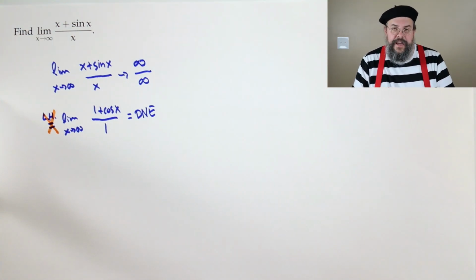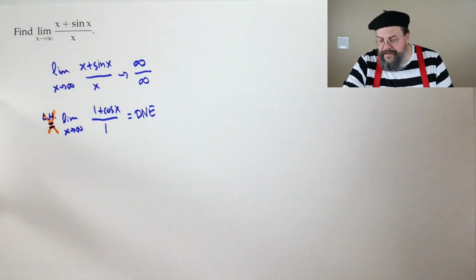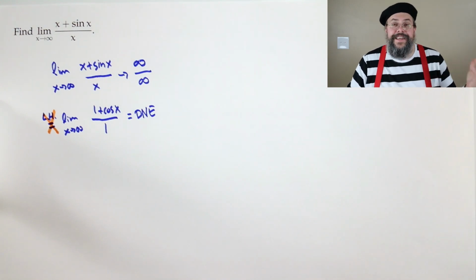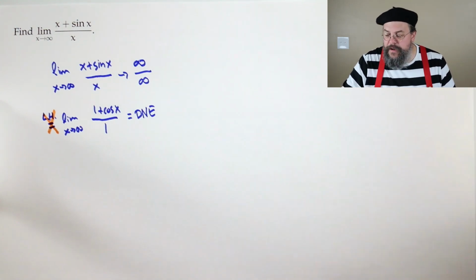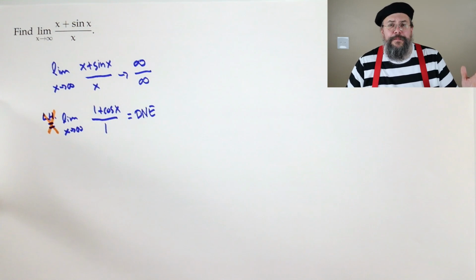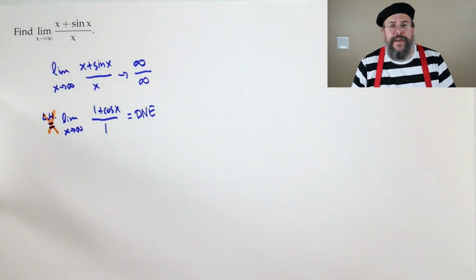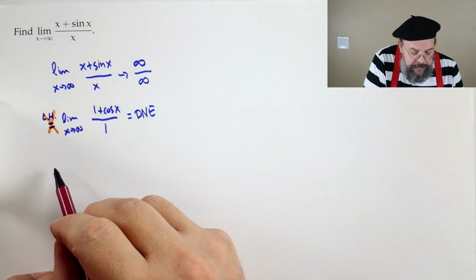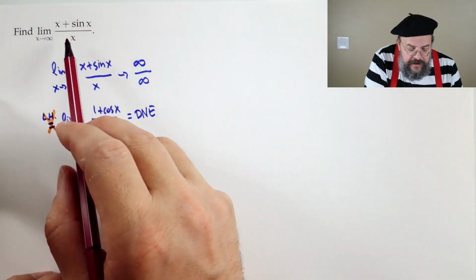And now we're just sort of like, what can we do? Well, we know what we can't do. We can't apply L'Hopital. But we don't want to give up hope. We're optimists. We think we can probably figure something out. So let's take a closer look at the limit that we have here: x plus sine of x over x.